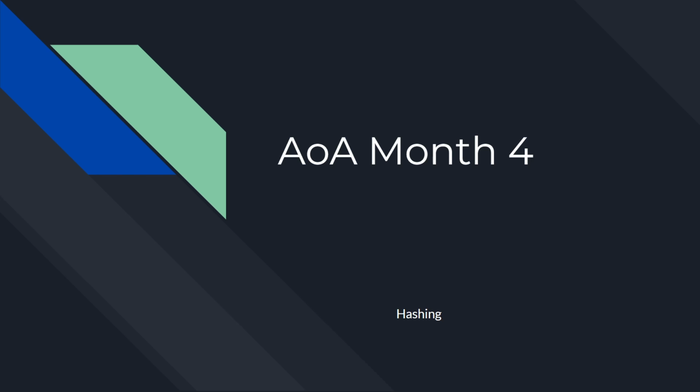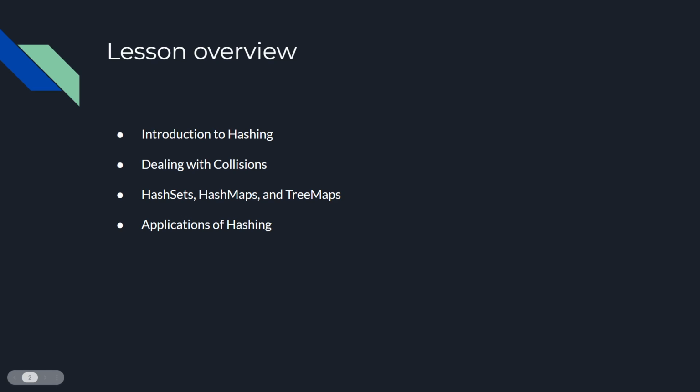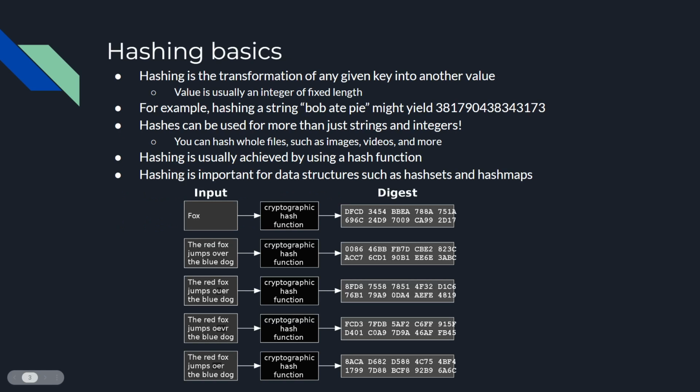For month 4, we'll be talking about hashing functions, different data structures that incorporate hashing, and their uses. As an overview, we'll first talk about what hashing is and some applications that hashing has. We'll be talking about dealing with collisions, which are problems that occur with imperfect hashing functions. And we'll talk specifically about hash sets, hash maps, and tree maps. So first are hashing basics.